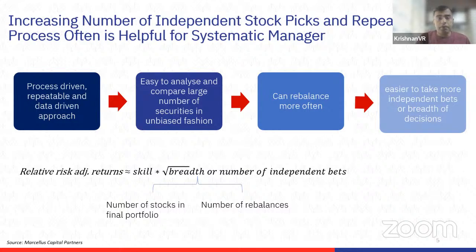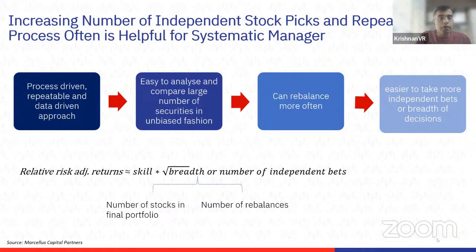Now, coming to this issue of breadth, just a passing comment. There is in fact a well-known relationship between a relative risk-adjusted return and the skill of the fund manager, which relates your relative risk-adjusted return to the skill of the fund manager and the breadth of your investment universe, or the number of stocks you're analyzing. In fact, this relationship is skill times the square root of breadth.